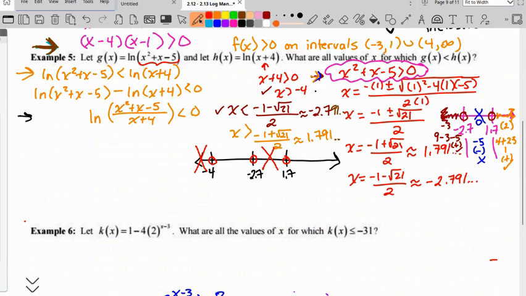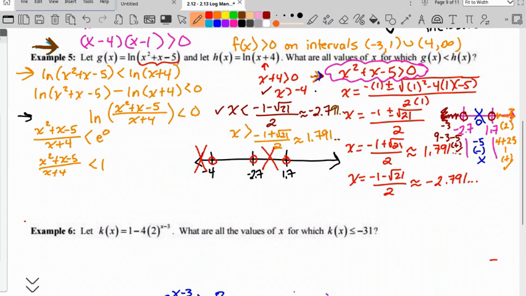Now let's finish solving the equation. So we're back over here, working on the rest of this equation. Right now it's in logarithmic form, so we're going to rewrite that inequality in exponential form. That's e to the 0 is greater than x squared plus x minus 5 over x plus 4. Now we said anything to the 0 power is 1, so that just gives me x squared plus x minus 5 over x plus 4 is less than 1.